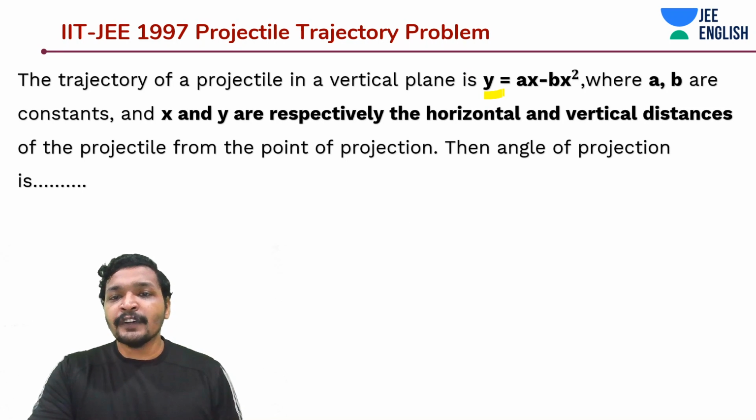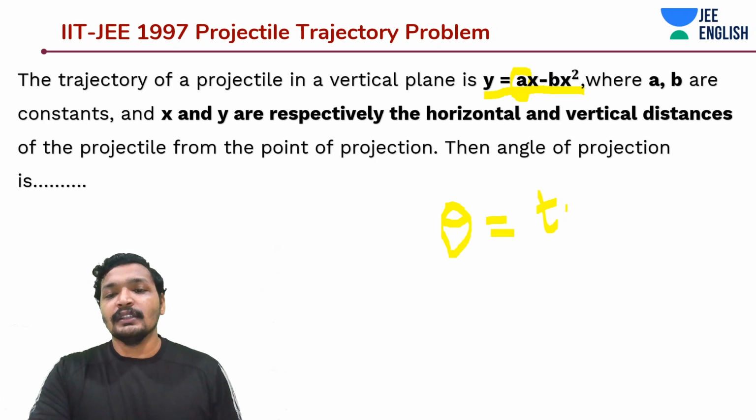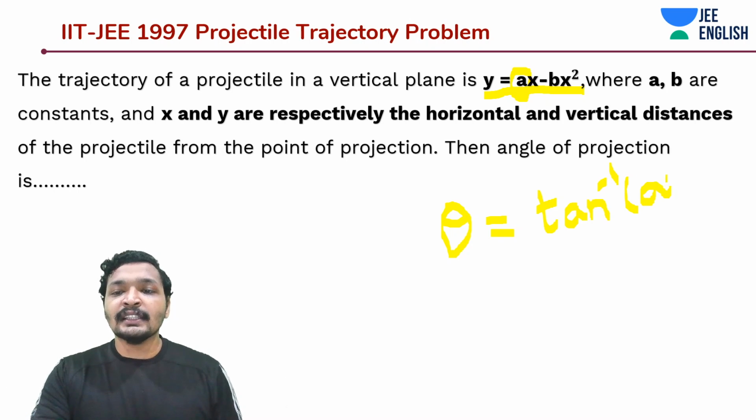What is the first order constant of x over here? A. That means the angle of projection theta is tan inverse A. It is nothing but tan inverse A, which is very intuitive and simple, guys. So basically A is equal to tan theta.